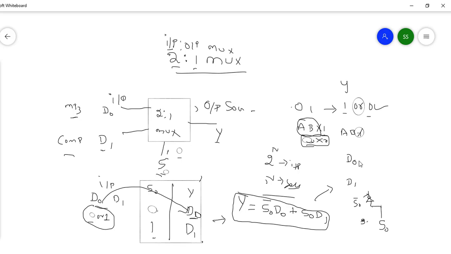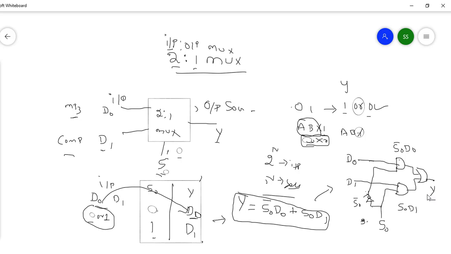Now I have D naught and D1. So I will take Y as an addition. First I will take the multiplication of D naught with respect to S naught bar. Next we have one more multiplication, D1 with S naught. These two are added, so you can add them using an OR gate and you will get the answer. This is your Y. This is your S naught bar D naught, this is your S naught D1, and totally you get the addition of these two, that is Y as the answer.